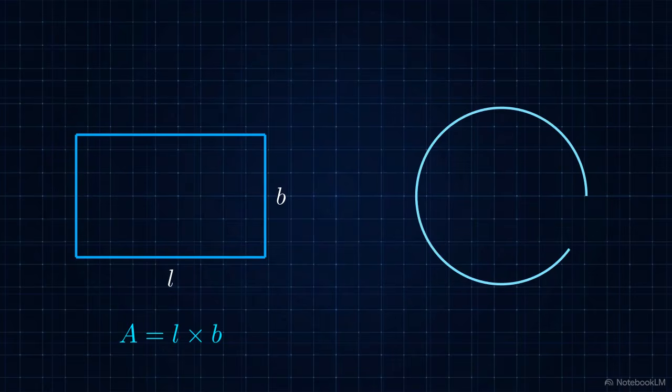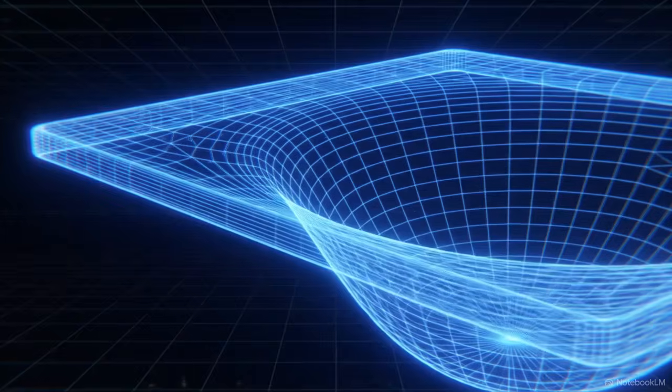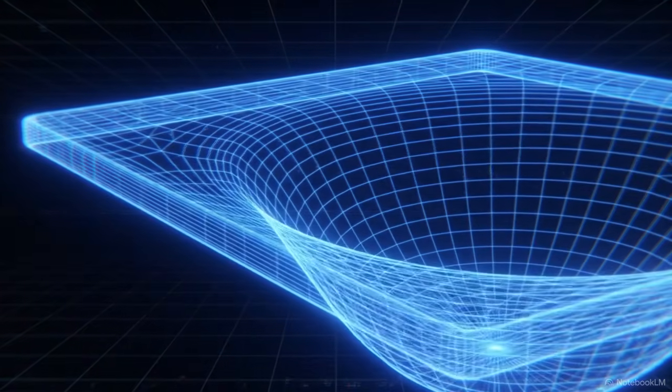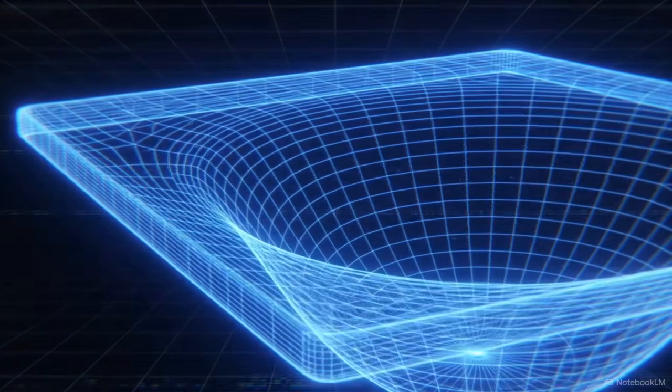We learn the rules for perfect shapes early on. If you need the area of a rectangle, you multiply length by breadth. For a perfect circle, it's pi times the radius squared. But the physical world rarely builds in perfect squares and circles.